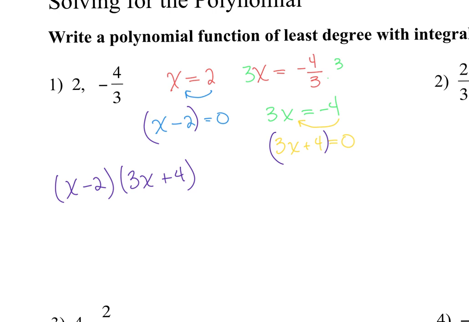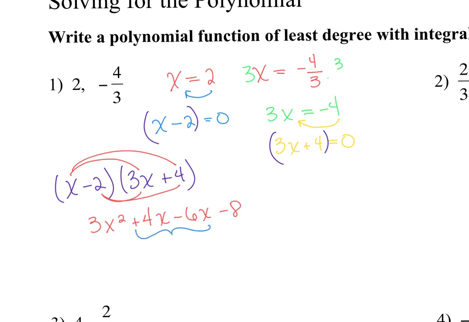Just multiply. So I'm going to multiply first terms, x times 3x, x times 4, -2 times 3x, -2 times 4. Obviously, I'm going to combine any like terms. And then I have my polynomial.